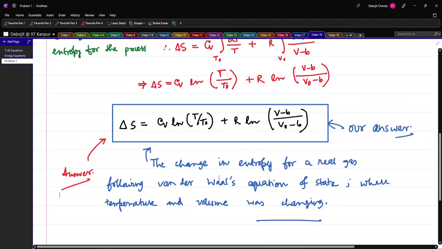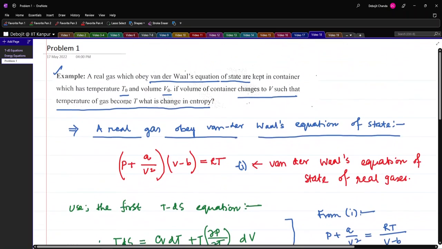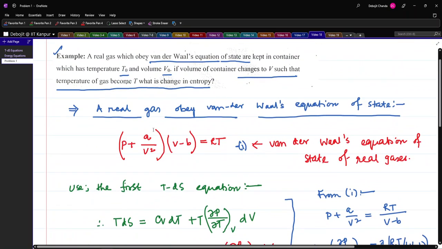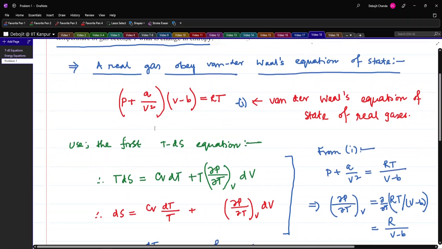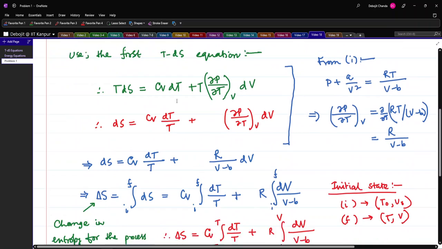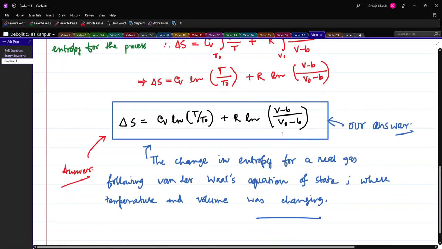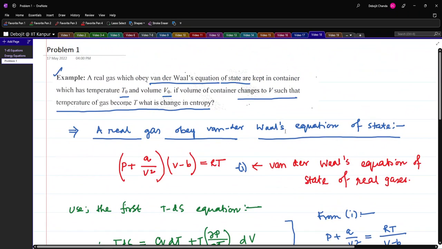Okay, so I think we can stop today's video here. In today's video, we learned about TdS equations and energy equations, which can be obtained using Maxwell relations. And we also looked at an example problem where we used one of the TdS equations to calculate the change in entropy for a real gas following the van der Waals equation.